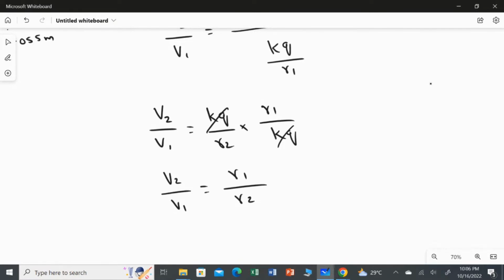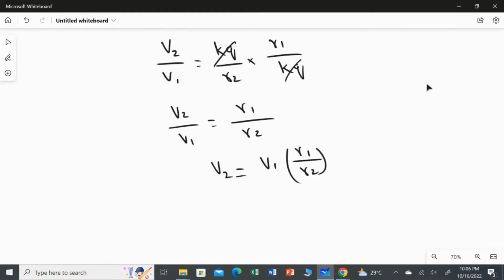We are going to find the value of V2. So I have to make V2 the subject, so V1 will come to the right hand side numerator. V2 equals V1 multiplied by R1 over R2. Now I'm going to substitute the values here.